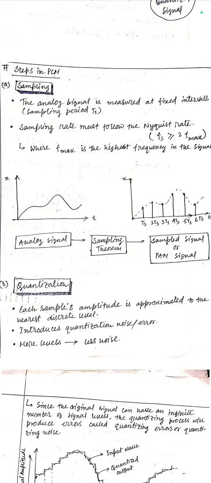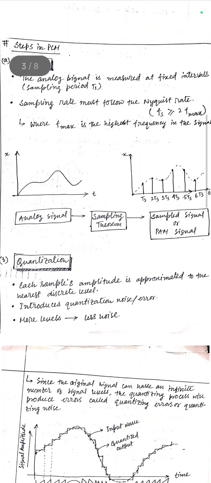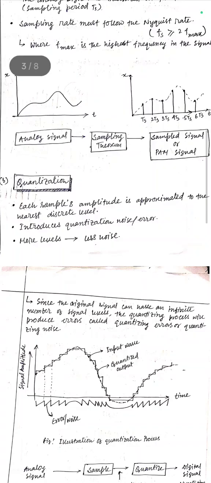Now there is a diagram of how we sample an analog signal. We take measurements after a fixed time interval. Here the time interval is Ts. We take 6 values of the analog signal and we sample it and we get a PAM signal or sampled signal. Now we get into the quantization part.